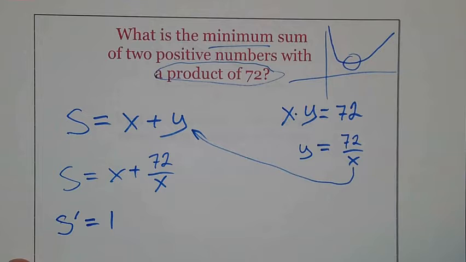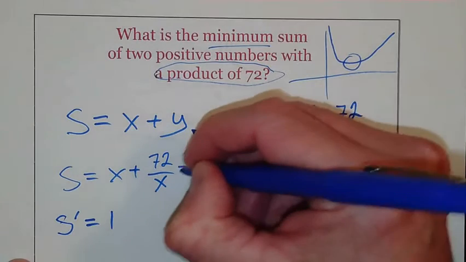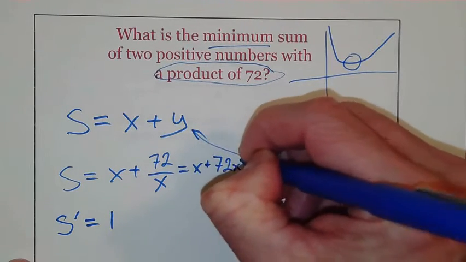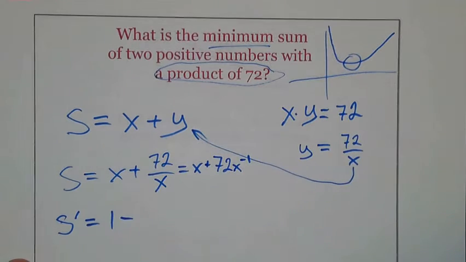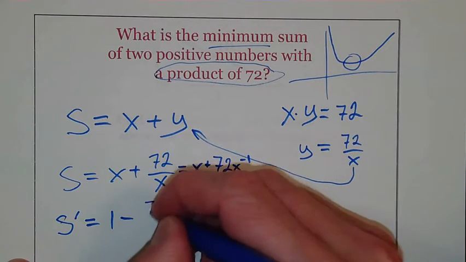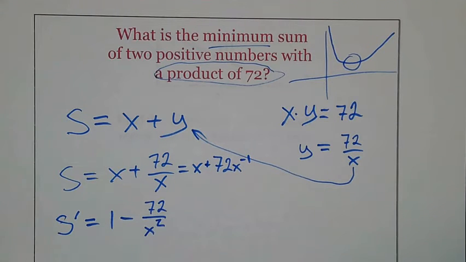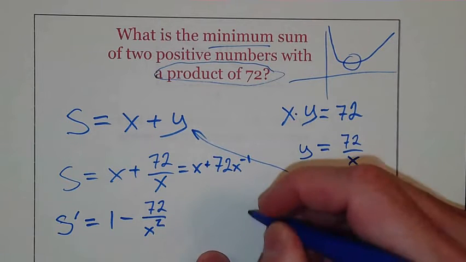Let's see, the derivative of 72 over x, that's the same thing as 72x to the negative 1. So the derivative would be negative 72x to the negative 2. So something like that. And where the value of this function is 0, that's where my optimal solution is going to be. So I'll go ahead and set that equal to 0.